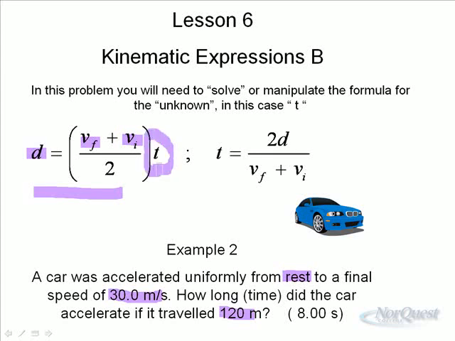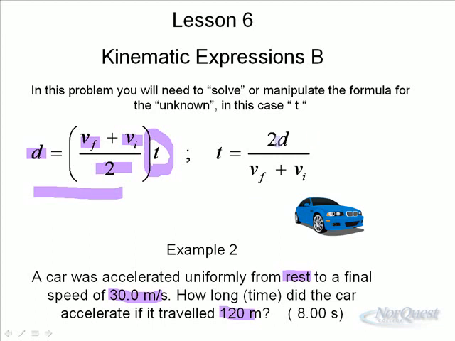They haven't given us t. So what are we going to do? We'll manipulate this formula and solve for t. And the way to do that would be, first thing, multiply both sides by 2, and you get 2d. Then divide both sides by vf plus vi, and there's your vf plus vi there. All right, so it's like I said, straightforward process.